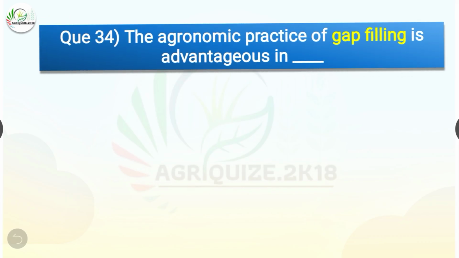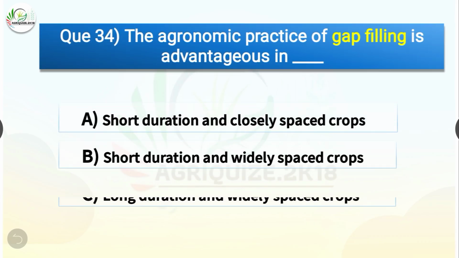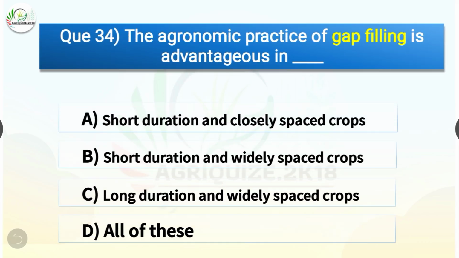Question number 34. The agronomic practice of gap filling is advantageous in, the options are short duration and closely spaced crops, short duration and widely spaced crops, long duration and widely spaced crops or all of these. The correct answer is option C, long duration and widely spaced crops. So the agronomic practice of gap filling is advantageous in long duration and widely spaced crops.